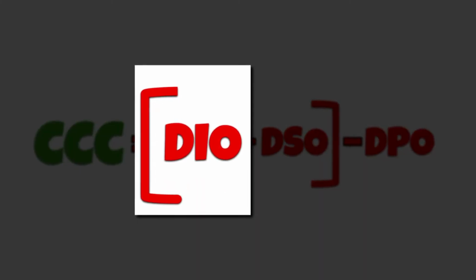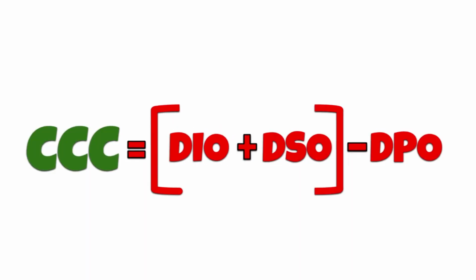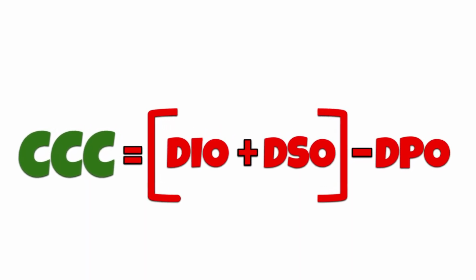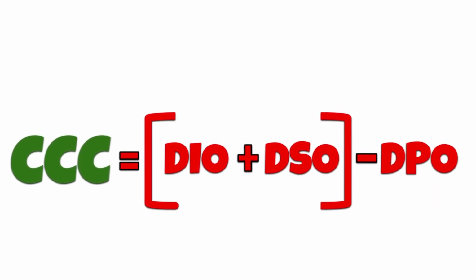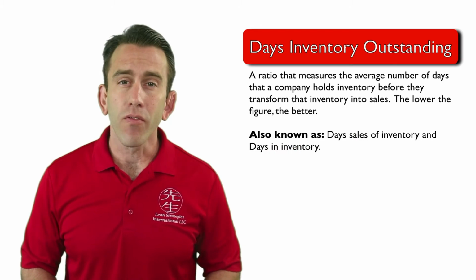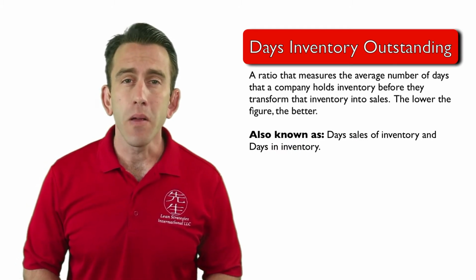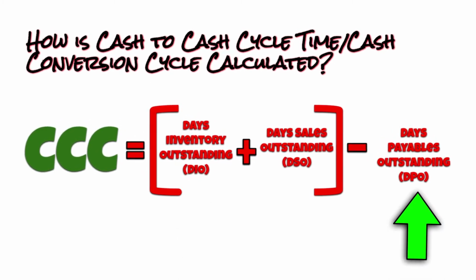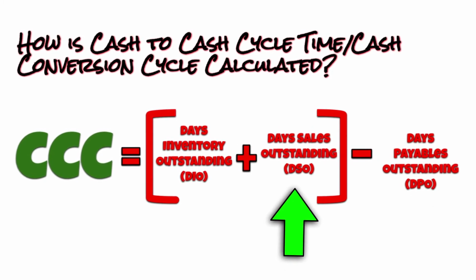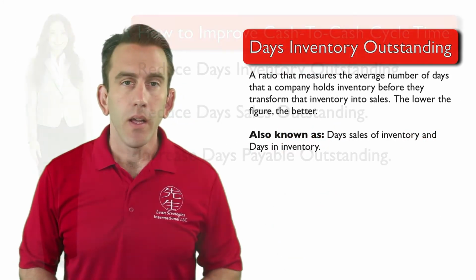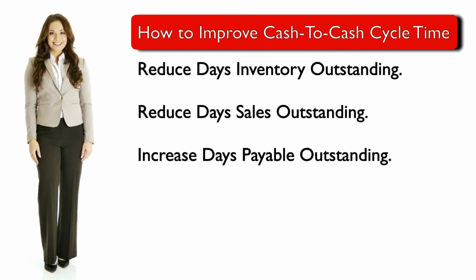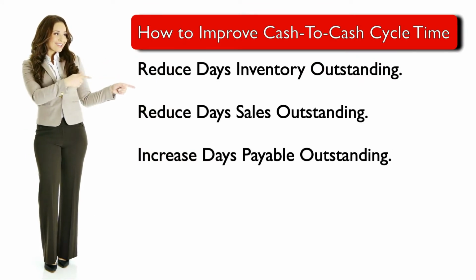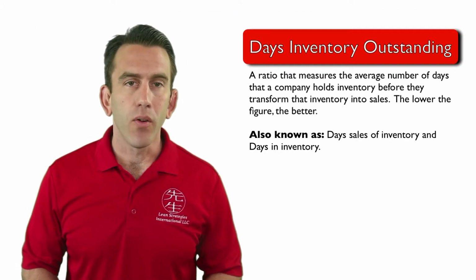Days inventory outstanding is one component of the cash conversion cycle, or cash-to-cash cycle time, which you can learn more about by clicking on a link in the description. The cash conversion cycle is calculated using three metrics. They are days inventory outstanding, days payable outstanding, and days sales outstanding. Why is this important? Well, it tells us that the cash-to-cash cycle time can be improved by reducing DIO, reducing DSO, or increasing DPO. So, how do we calculate days inventory outstanding?